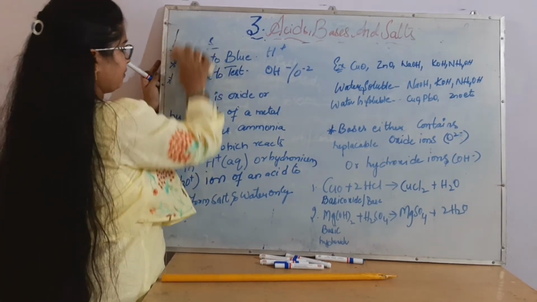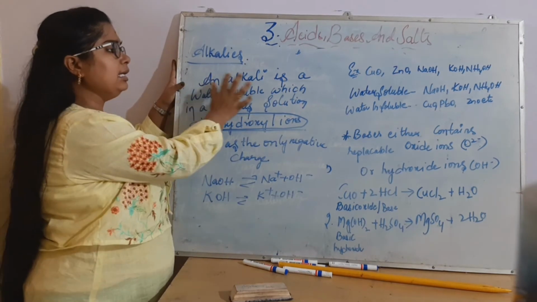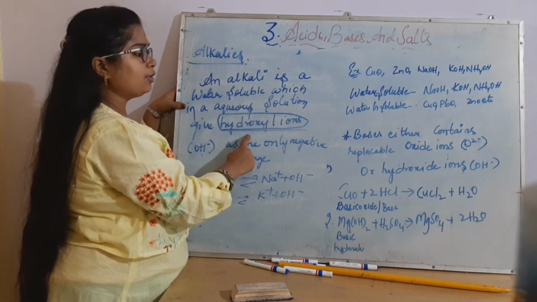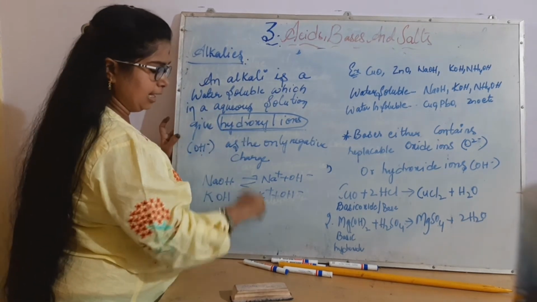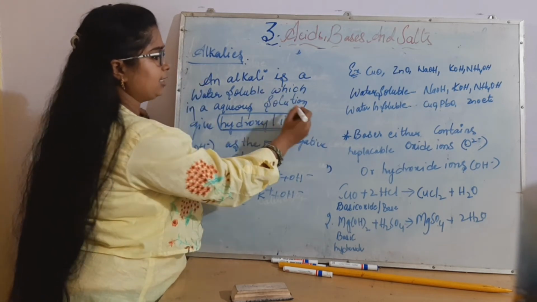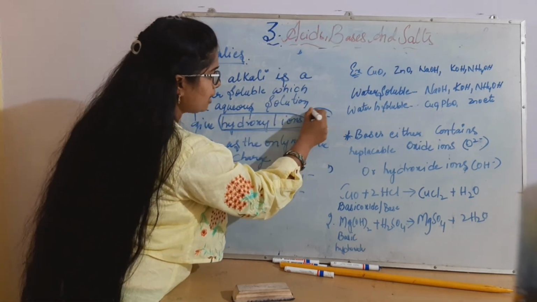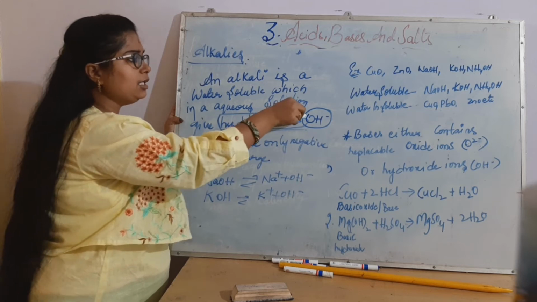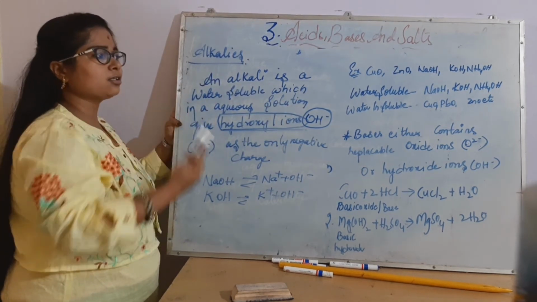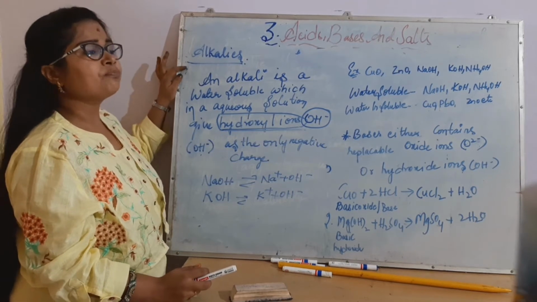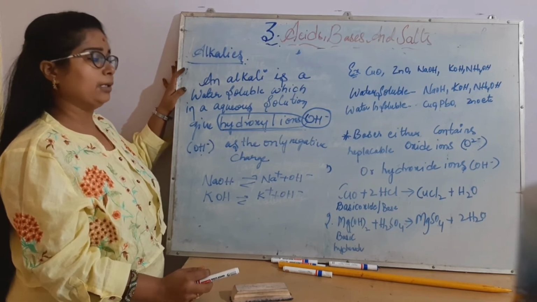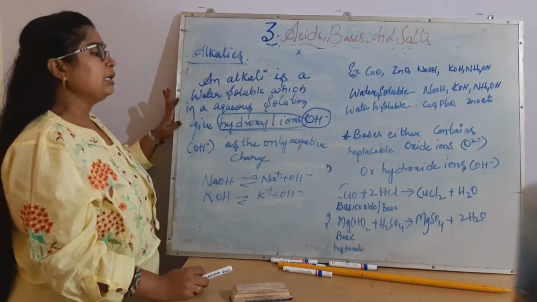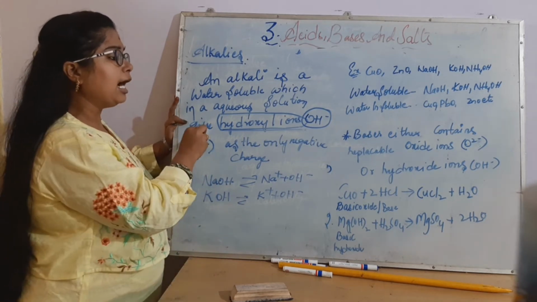So let's see. An alkali is a water soluble base which, in an aqueous solution, gives hydroxyl ions, OH minus, and not hydronium H plus, isn't it? Here, OH minus ions. Bases will give out negatively charged ions, OH minus. I said the bases which are soluble in water are called alkalis. What are alkalis? An alkali is a water soluble base which in an aqueous solution gives hydroxyl ions.